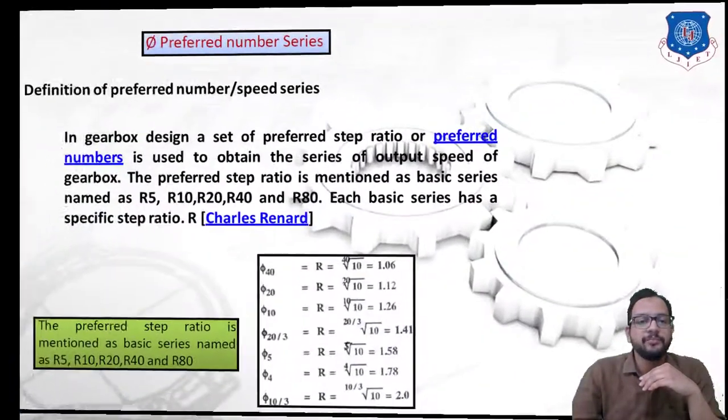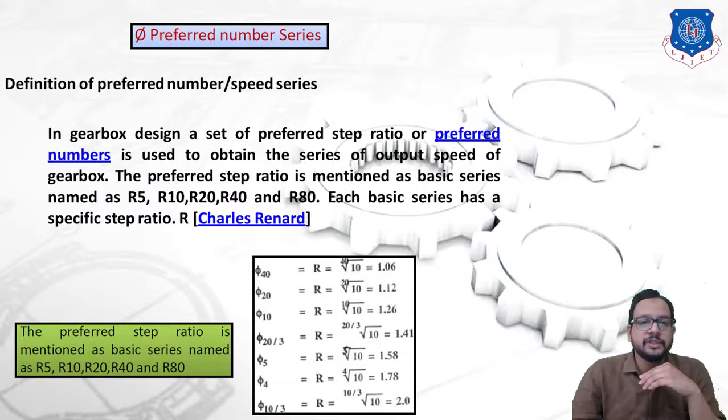So let's begin. Now, preferred series. Usually it is used for geometric progressions, that is GP. So, in gearbox design, a set of preferred step ratios or preferred numbers is used to obtain the series of output speeds of a gearbox. The preferred step ratio is mentioned as a basic series named R5, R10, R20, R40, and R80.